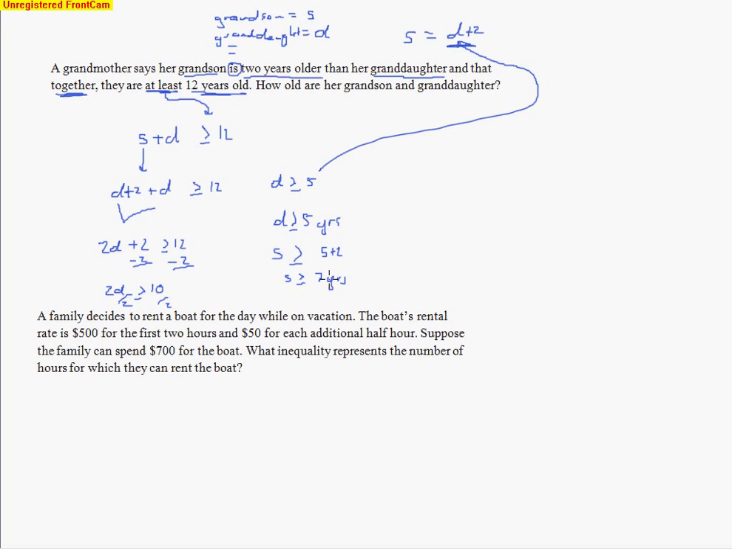And so let's take a look at our next problem, and that's what they're asking for. How old are the grandson and granddaughter? And so those would be the answers we'd have there. And let's take a look at the next one.